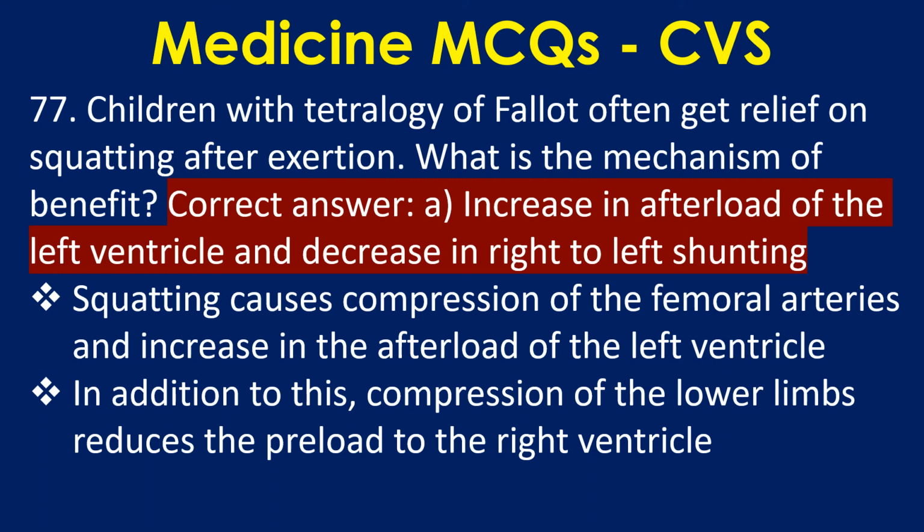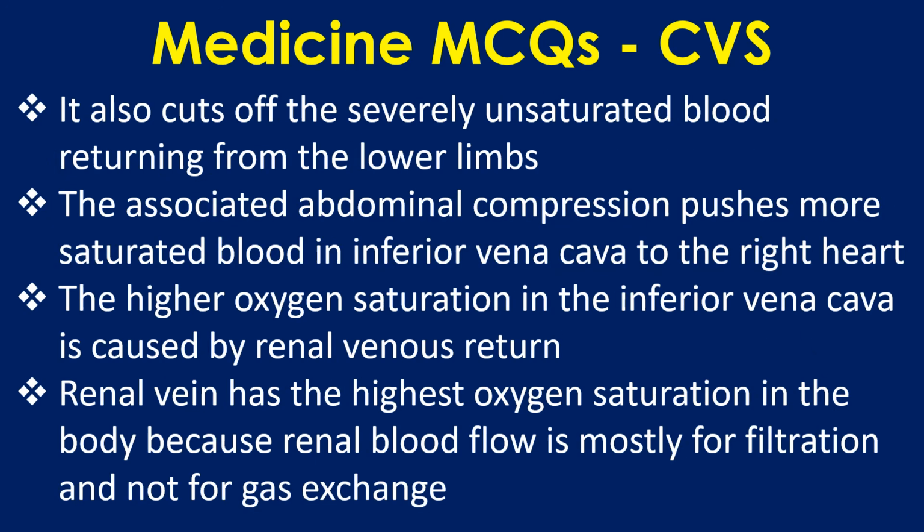Squatting causes compression of the femoral arteries and increase in the afterload of the left ventricle. In addition to this, compression of the lower limbs reduces the preload to the right ventricle. It also cuts off the severely unsaturated blood returning from the lower limbs. The associated abdominal compression pushes more saturated blood in the inferior vena cava to the right heart. The higher oxygen saturation in the inferior vena cava is caused by renal venous return. Renal vein has the highest oxygen saturation in the body because renal blood flow is mostly for filtration and not for gas exchange.